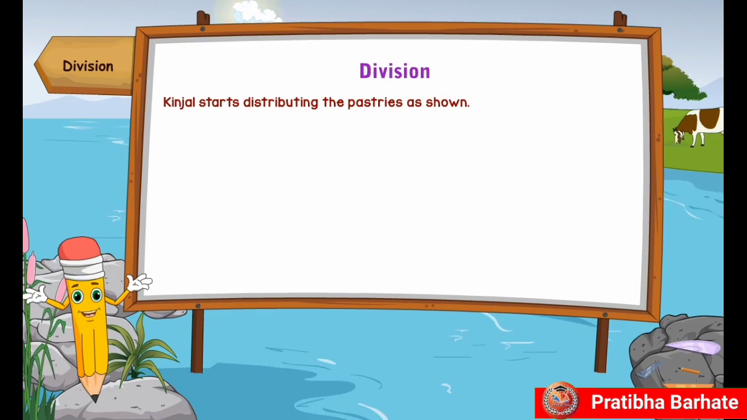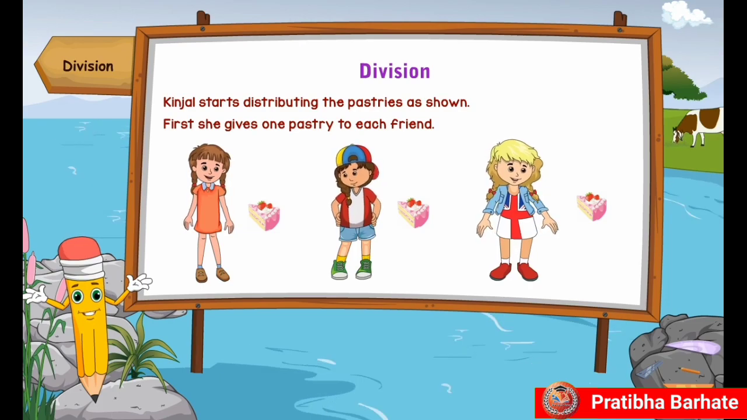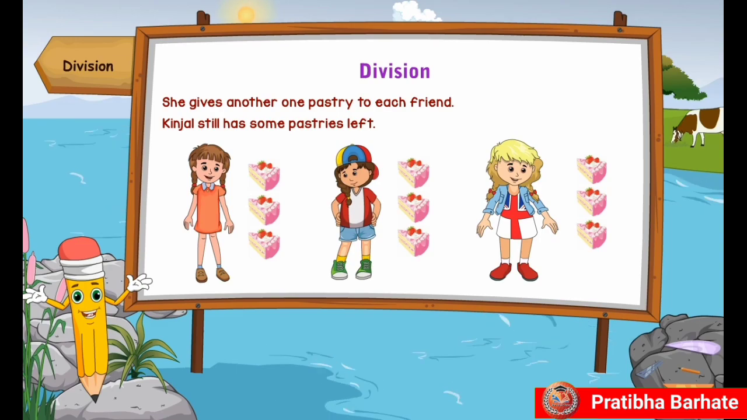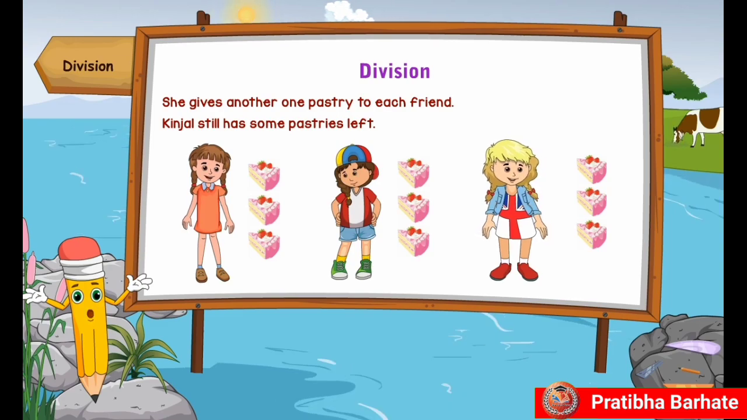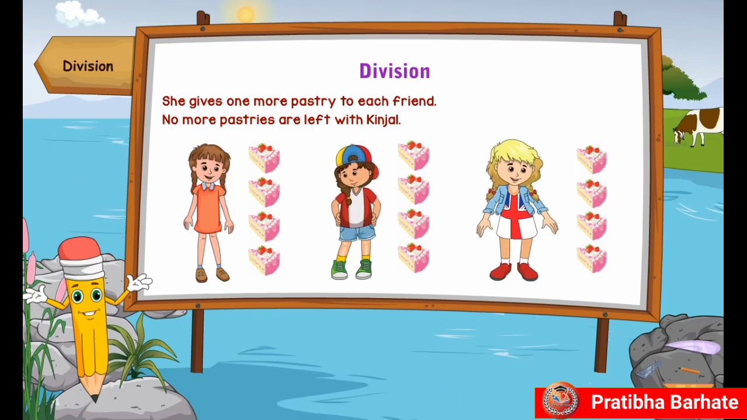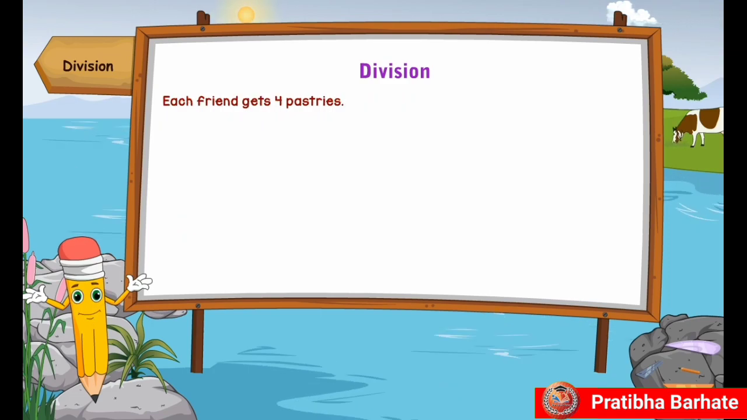Kinjal starts distributing the pastries as shown. First, she gives 1 pastry to each friend. Then, she gives 1 more pastry to each friend. She gives another pastry to each friend. Kinjal still has some pastries left. She gives 1 more pastry to each friend. No more pastries are left with Kinjal. Each friend gets 4 pastries.